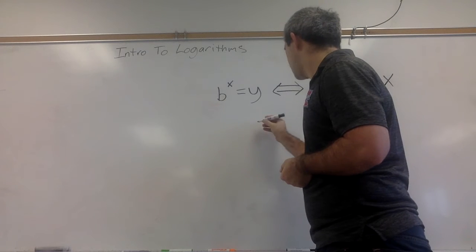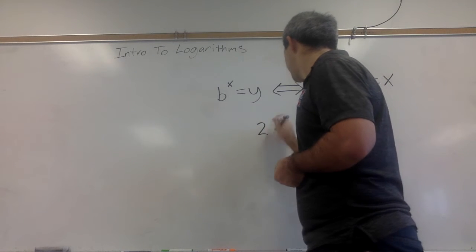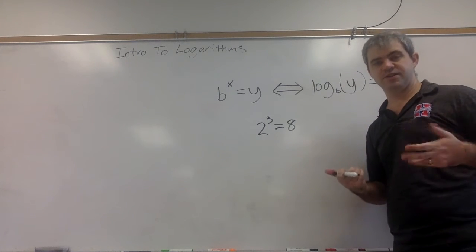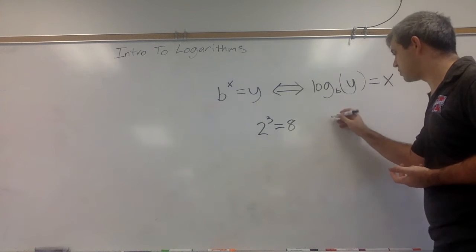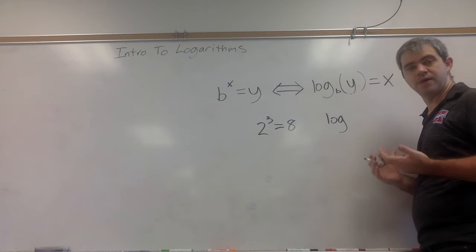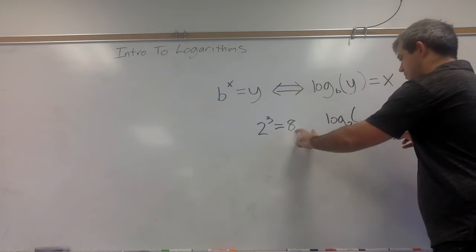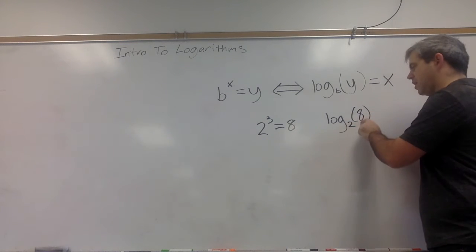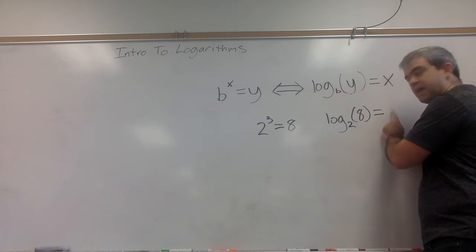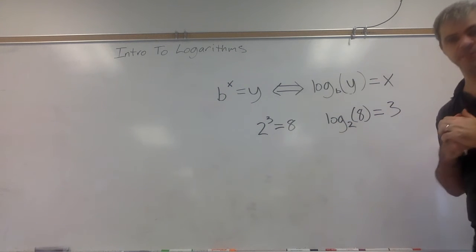All right. So let's say I have 2 to the third equals 8. Well, let's rewrite this as a logarithmic expression. So it's going to be log base what? Base 2. Okay, that's my base. And then my result over here, that's going to go inside the logarithm. This is the result of my exponentiation. And this is my exponent. So log base 2 of 8 is 3.